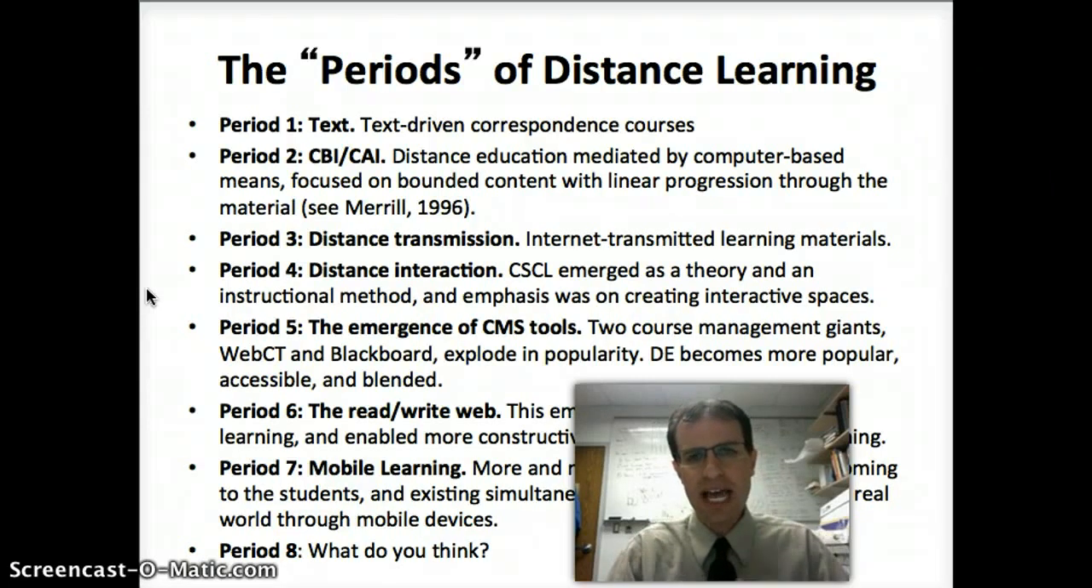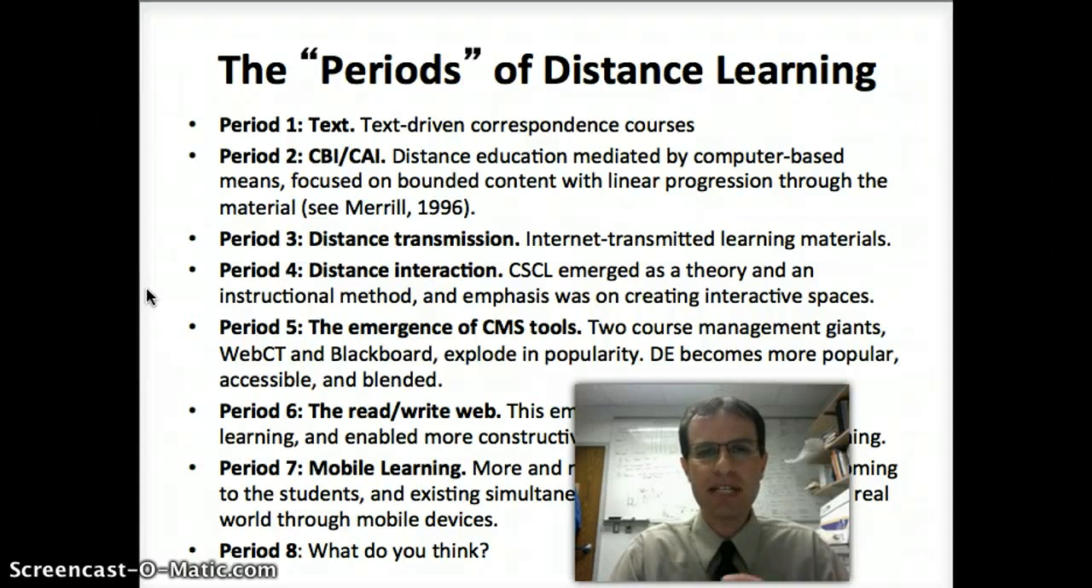But I think you can look at online learning in terms of some periods that we've had. And these are just my ideas, and these are open for debate. In fact, one of the questions I have for you that I would like you to respond to is whether you feel like these are the correct periods, or maybe if they should be adjusted in any way based on your understanding and the experiences you've had.